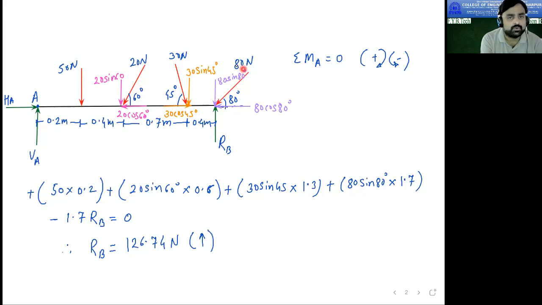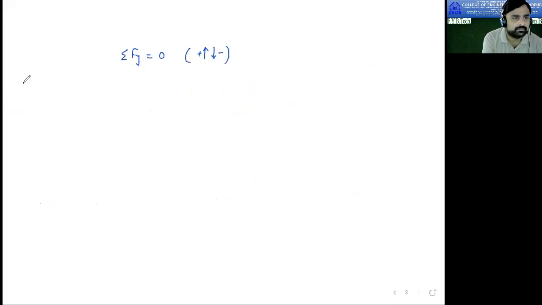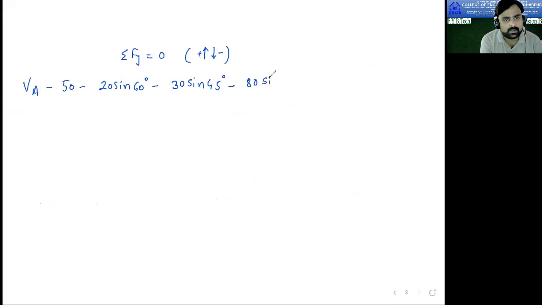Okay. So now VA minus 50 minus 20 sine 60 minus 30 sine 45 minus 80 sine 80 plus RB equal to 0. This is our equation of summation Fy.